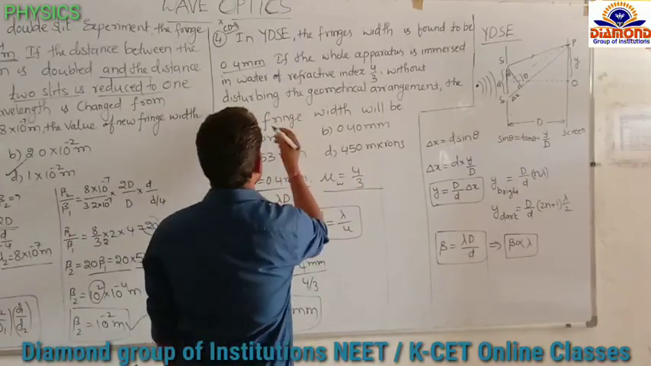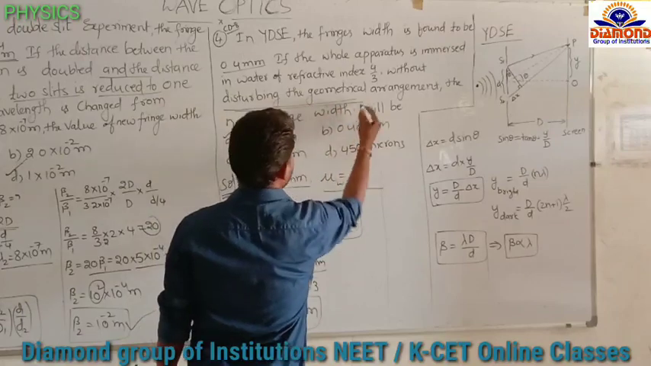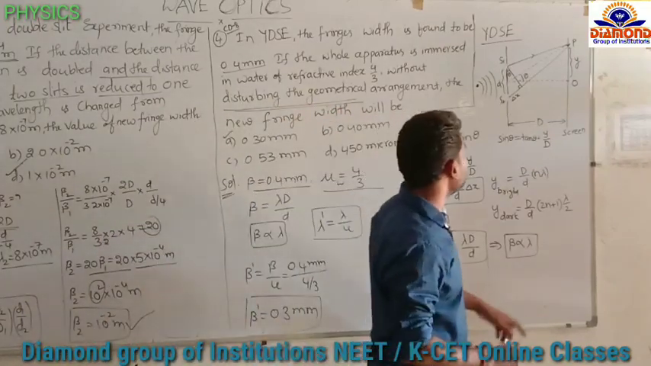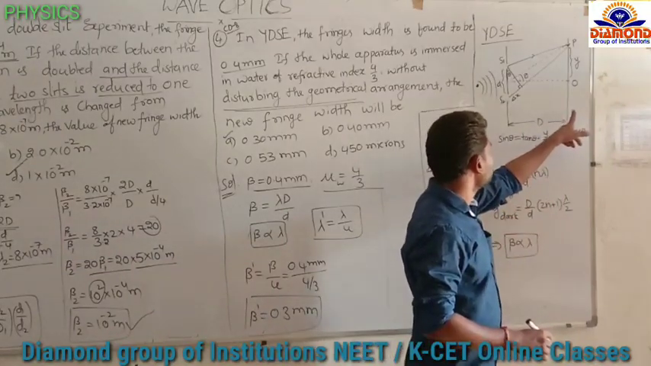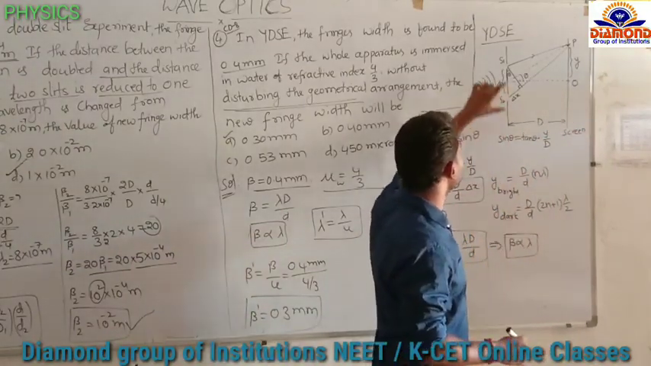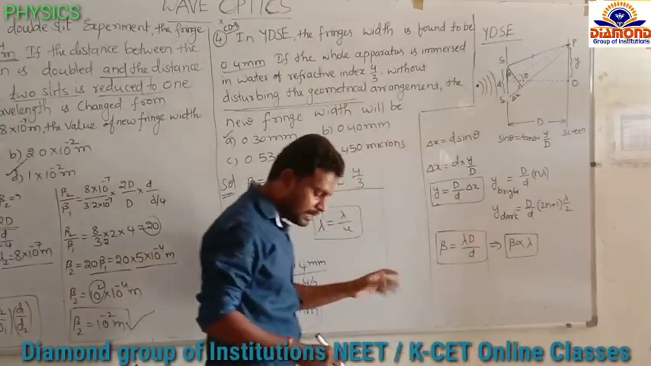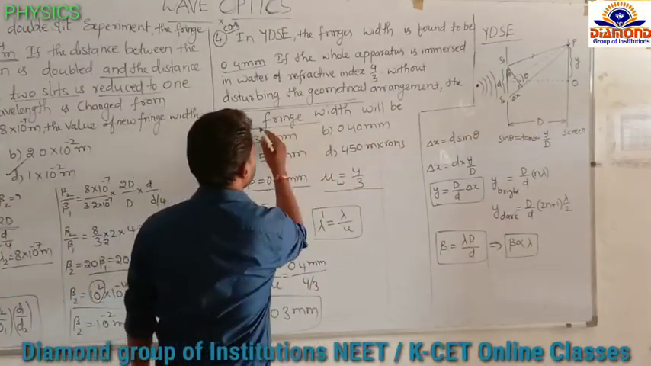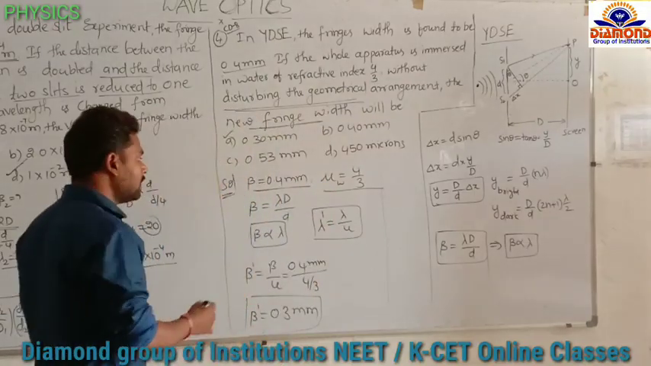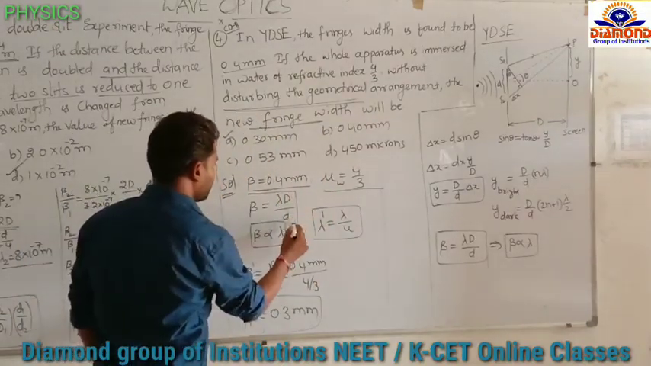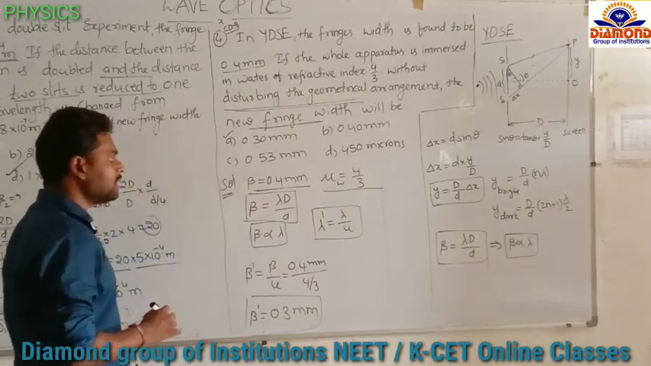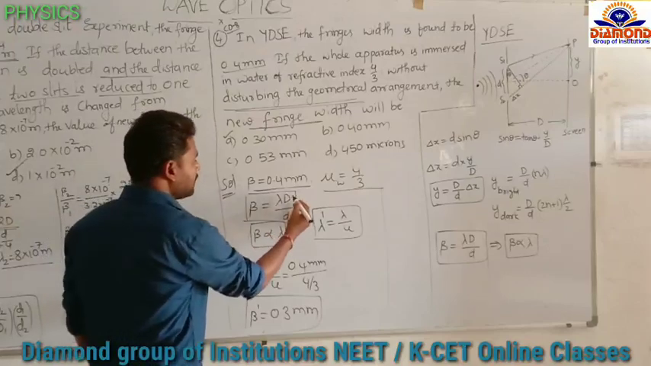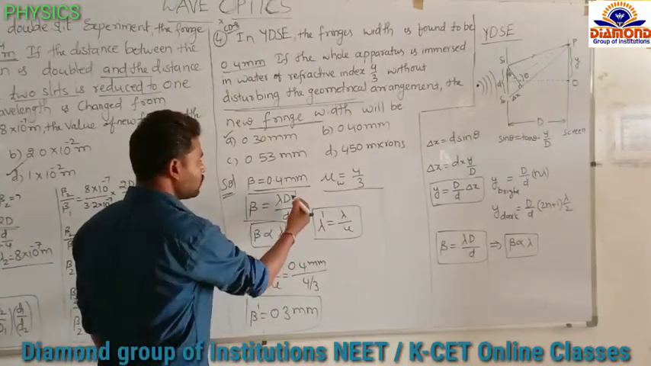And next, without disturbing the geometrical arrangement. Without disturbing the geometrical arrangement means they are not disturbing the distance between the screen and the slits, and they are not disturbing the distance between the two slits. That means capital D and small d they are not changing. So we have to find the new fringe width. Already we know the fringe width formula, beta equal to lambda capital D by small d.